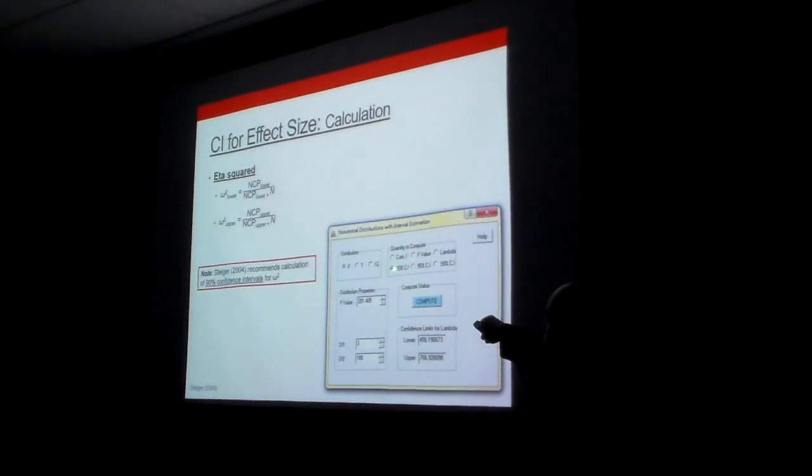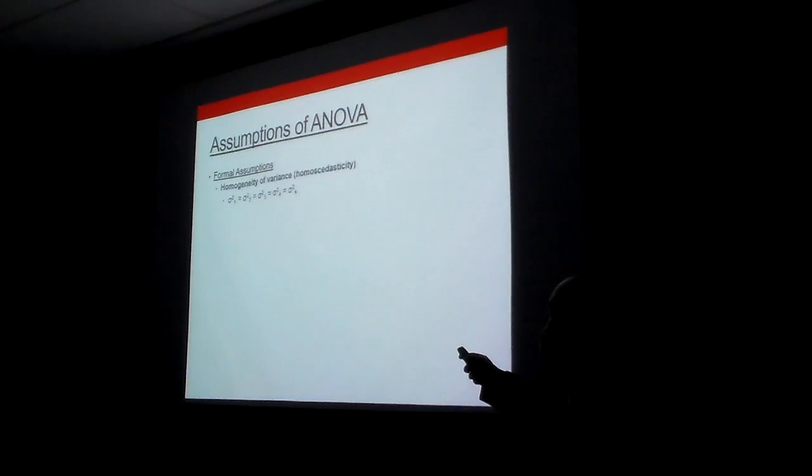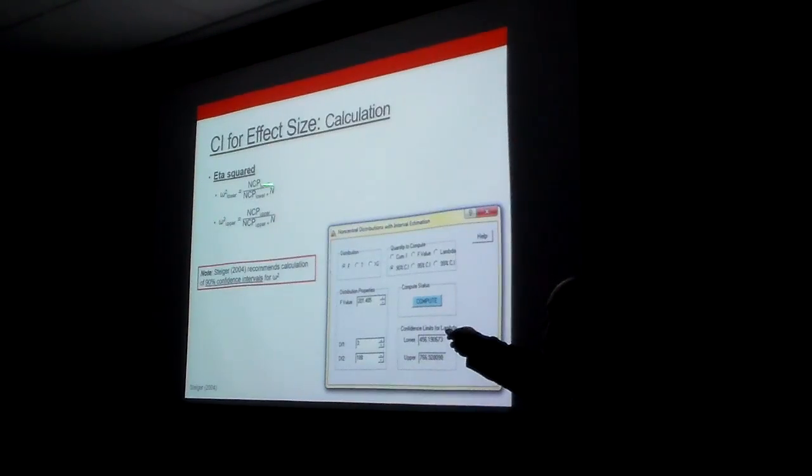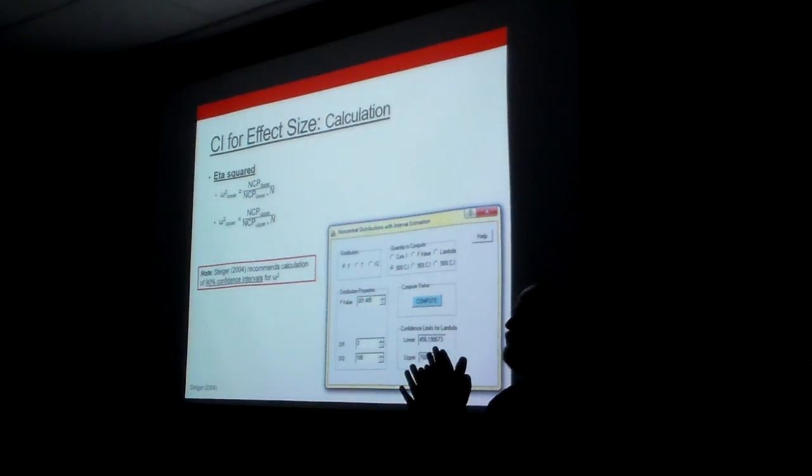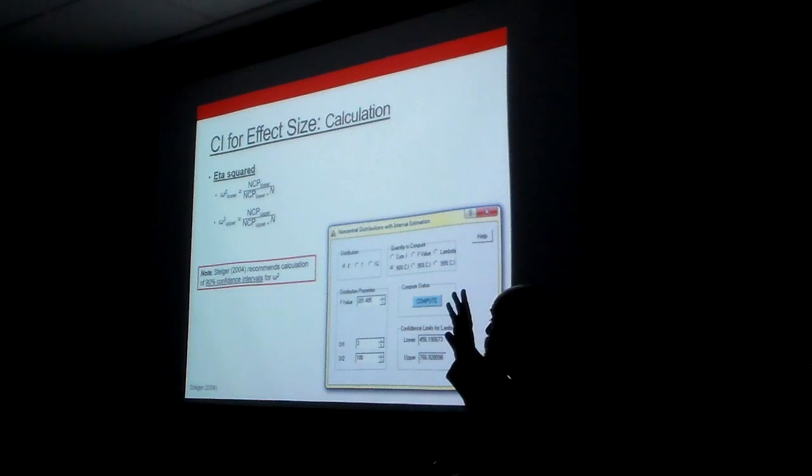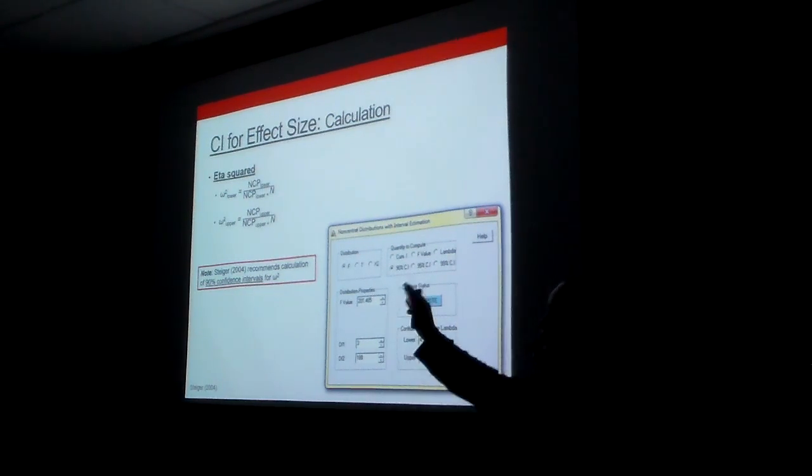And so if we're doing this, we make sure our distribution is F, enter our test statistic, degrees of freedom, 90% confidence intervals, then compute, and I'm going to get an upper and lower limit for my non-centrality parameter. Then plugging that in for my upper and lower, my point estimate is going to be eta squared, so not omega squared, it's probably eta squared. And then this is going to be a 90% confidence interval where this is the lower bound, this is the upper bound.